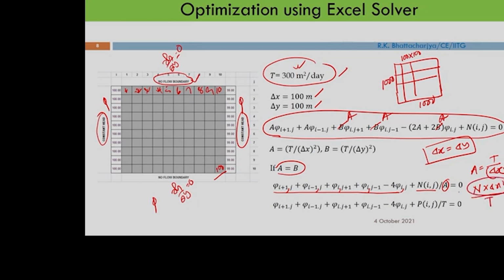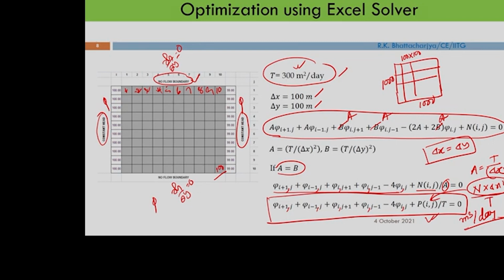So this is nothing but the pumping value, that is in meter cube per day basically in this case. This is the pumping value, that is the source term, and finally I am getting this equation. So I will use this equation here. Basically, using this equation I would like to solve the problem.